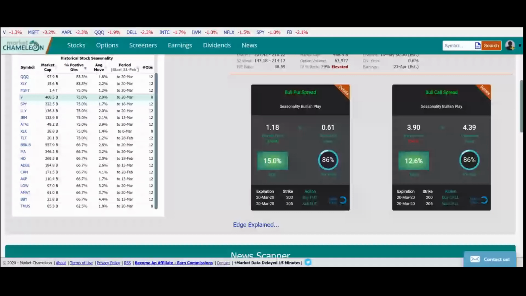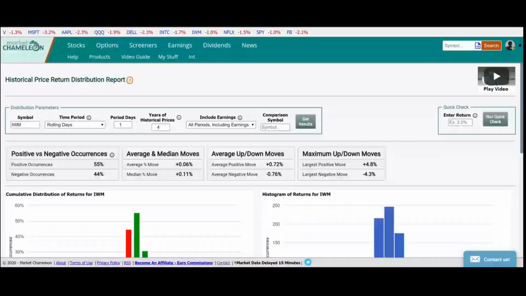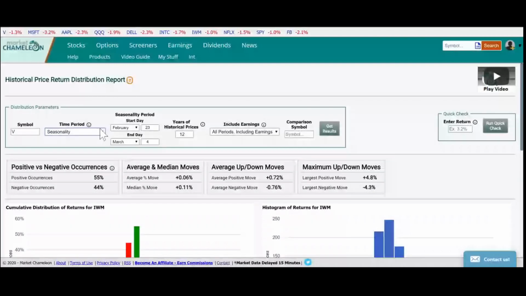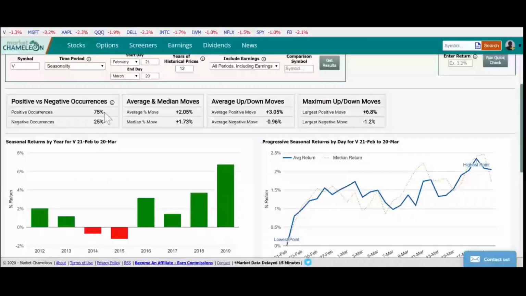So these are things that I'm starting to add up to say, unless I have other information to tell me otherwise, what do I think is likely going to happen? I'll show you what that looks like. Here's seasonality. If I put in Visa, and I switch to seasonality, I'm going to say the last 12 years, starting February 21st, going to March 20th. I'm going to run this, and this is what it's telling me the pattern was. You can see 75% of the historical periods it's been up versus down, with an average return of 2%.